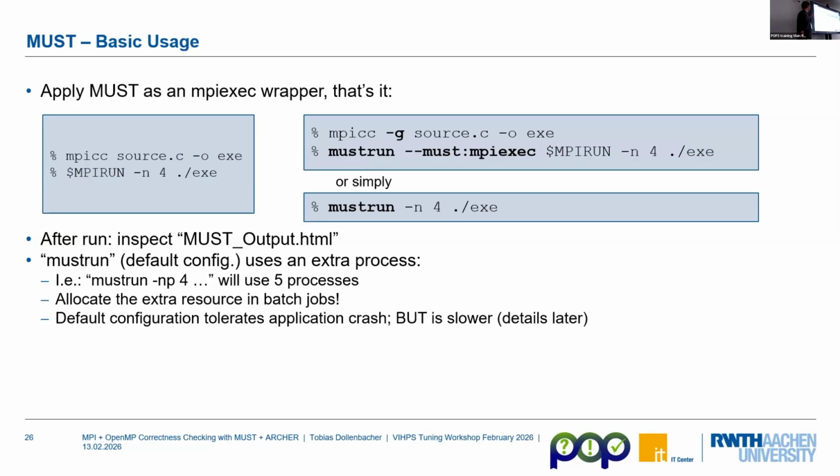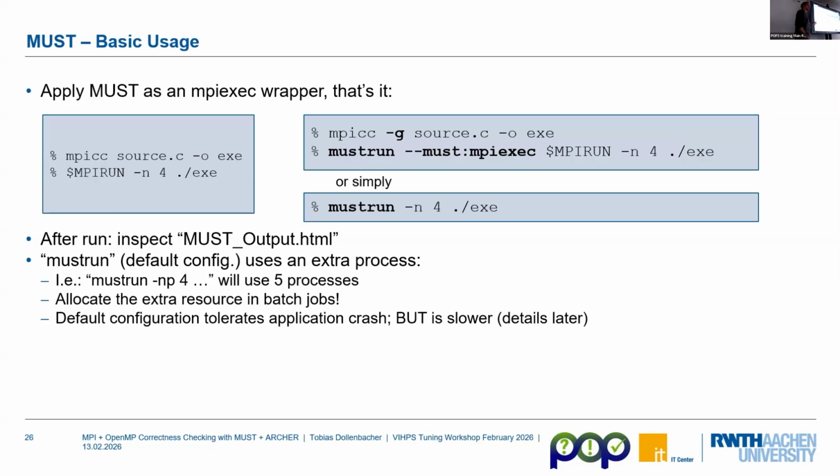You have to keep that in mind when you allocate your resources. So if you want to use MUST with, for example, 4 cores with an mpirun, you allocate 4 cores, and then do mustrun, you actually get 5. So you have some oversubscription then. Just reserve 5 cores for a 4 process run. You want to actually put tasks 5, for example, in your Slurm batch script.